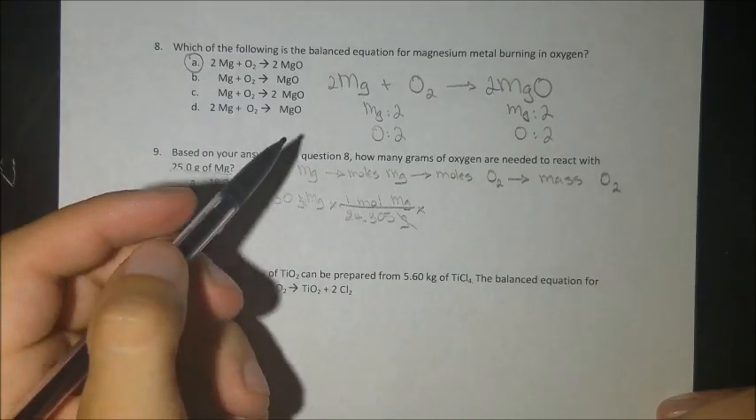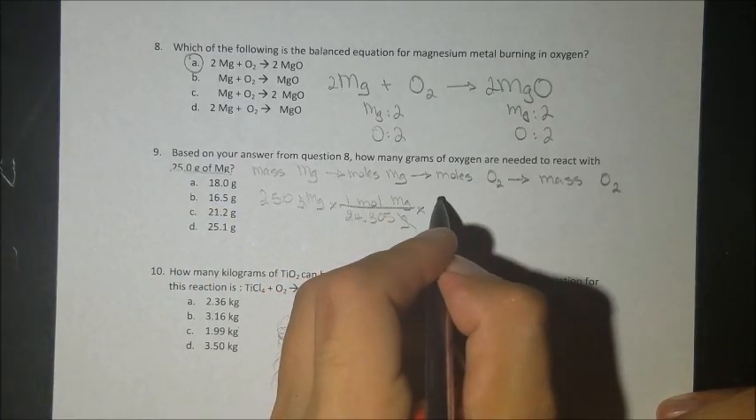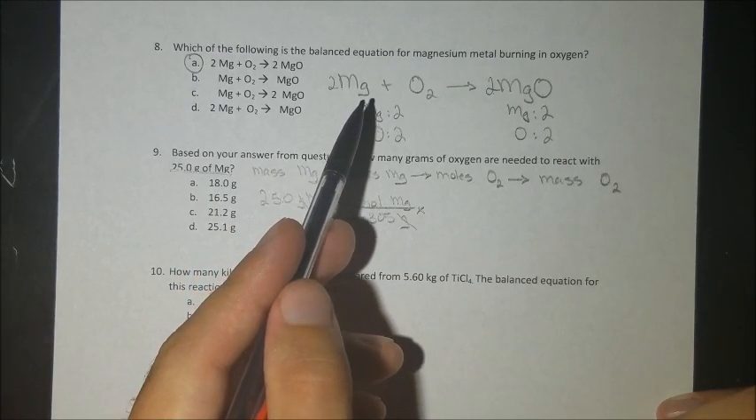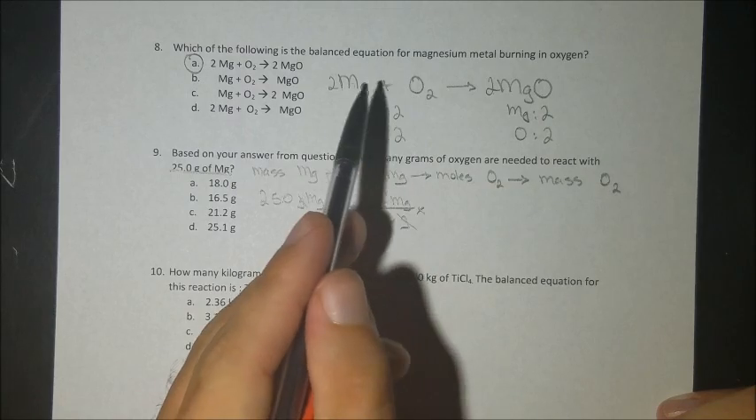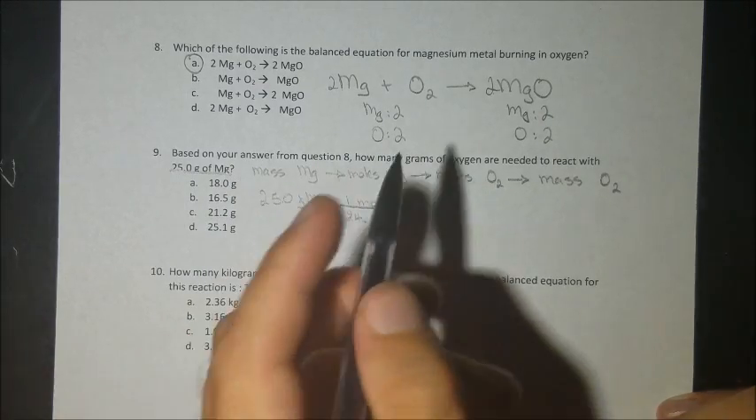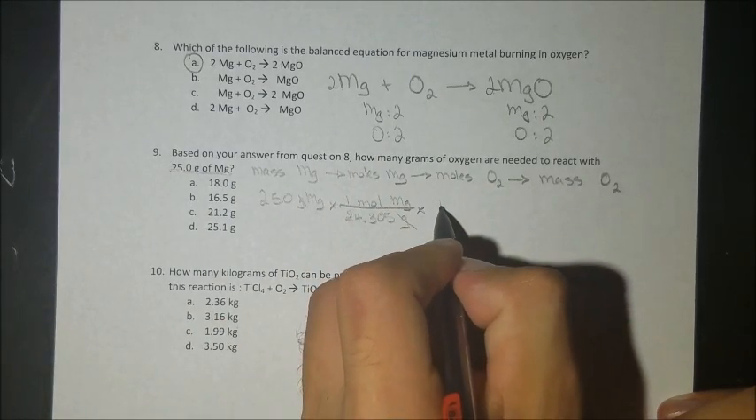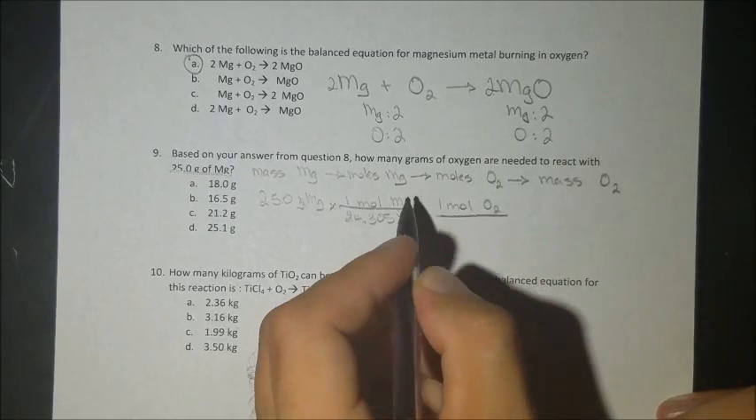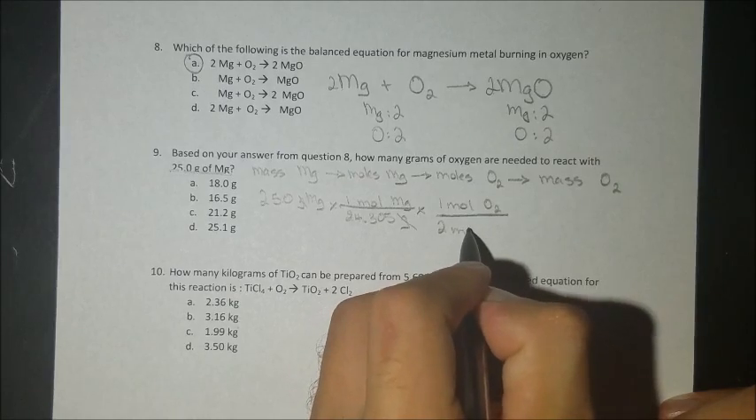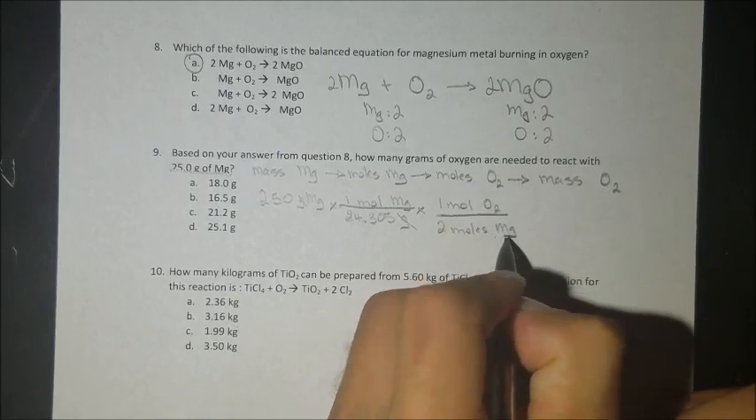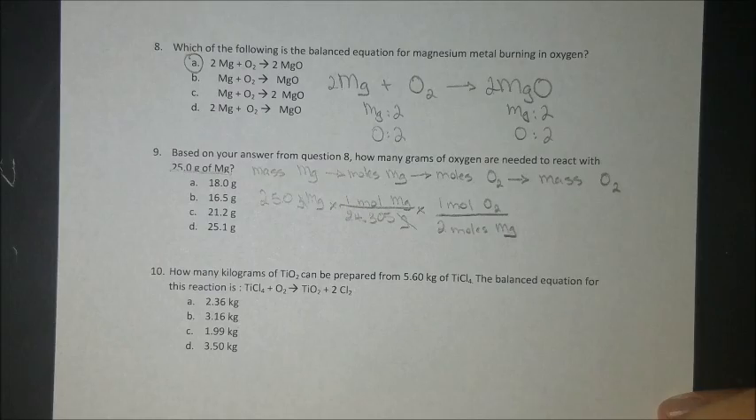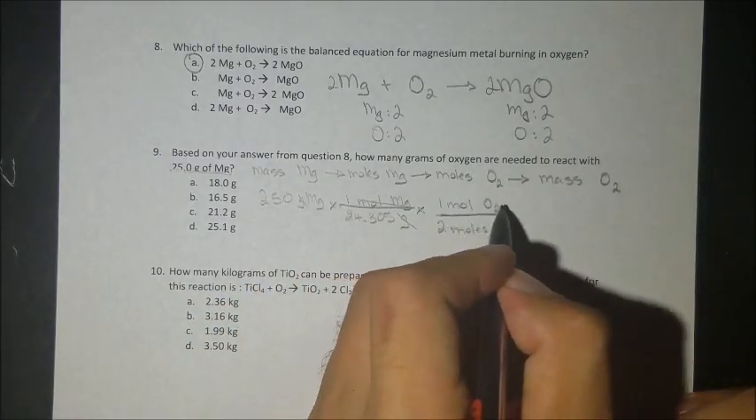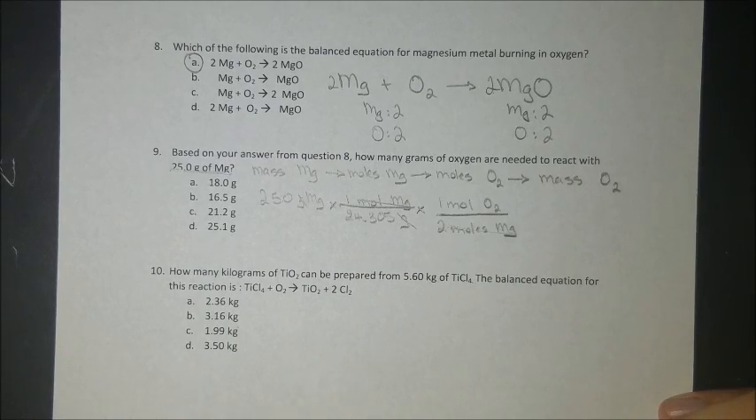So to get the moles of O2, we can come back up here and say, how many moles of O2 do we need in order to burn the magnesium? And we find that we have 1 mole of O2 reacting with 2 moles of magnesium. Okay, that's how we're going to use the equation. And now our moles of magnesium cancel, and we're left with moles of oxygen.